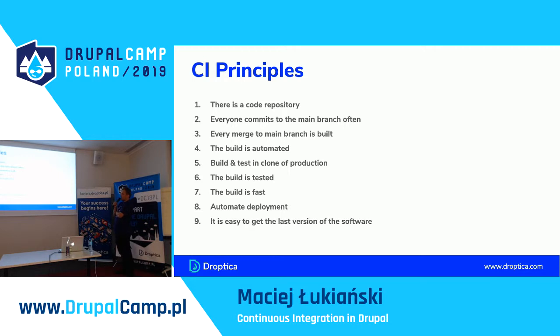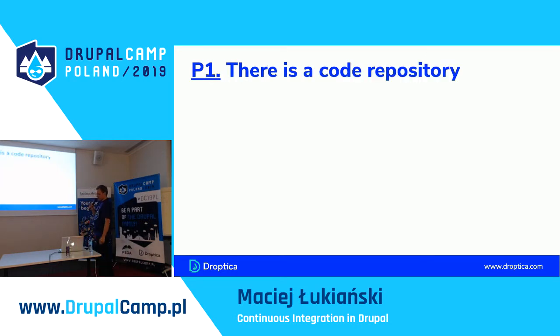The build is automated. We're building and testing in a clone of the production environment. The build is tested, and the build is fast. And then once you have all that, you can automate deployments, and the last but not least principle: it is easy to get the latest version of the software. So let's go through all these. There's a code repository.